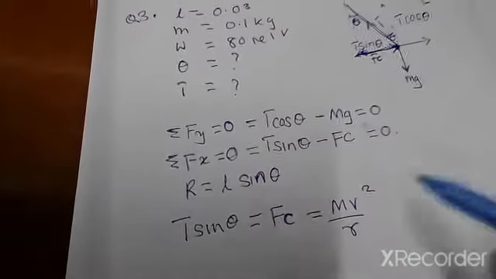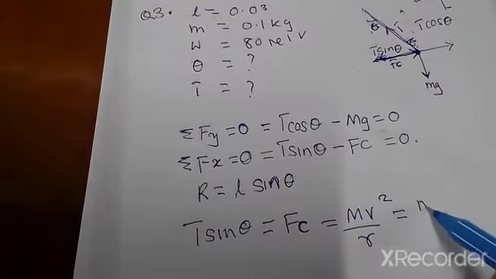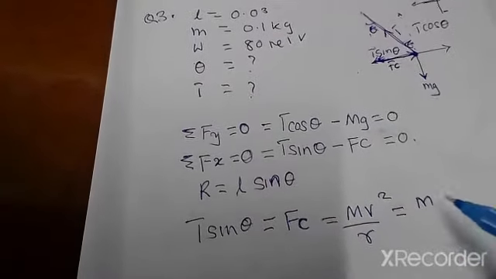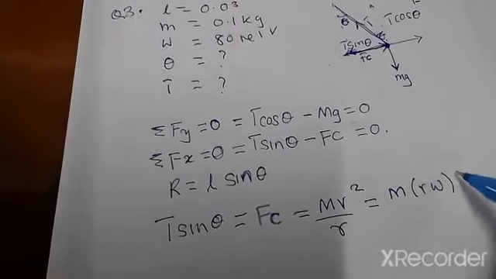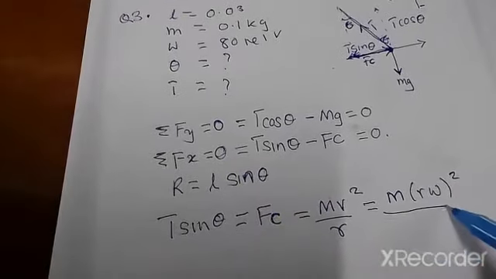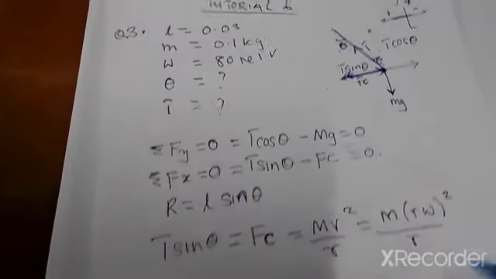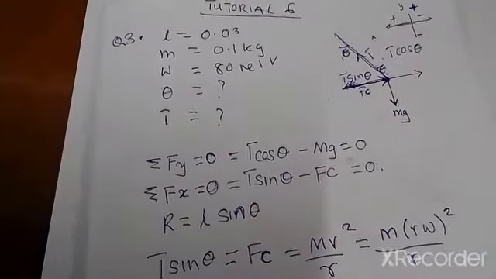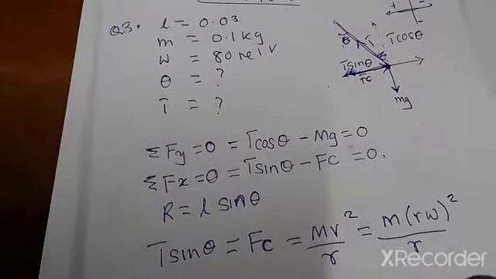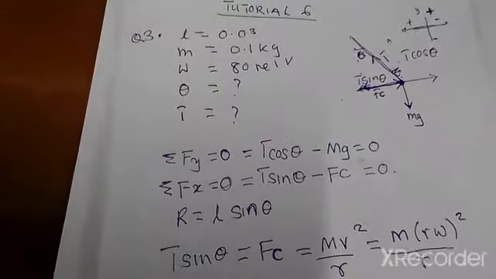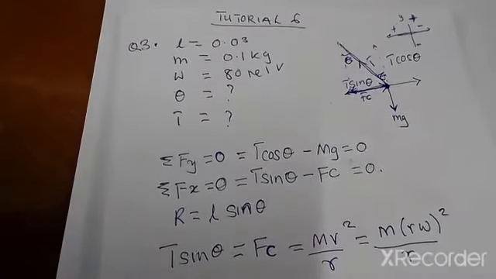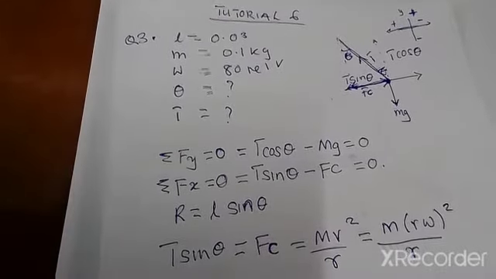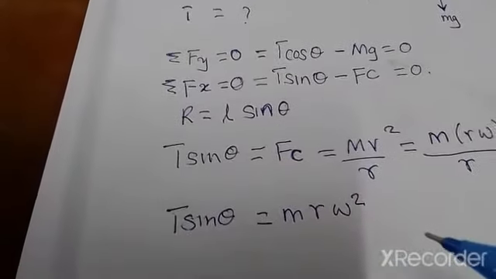So we've learned that v is equal to r multiplied by the angular velocity. So since that is squared, we divide it by r. So we are going to say the tension sine theta is equal to m r omega squared. Okay, that's what we have.